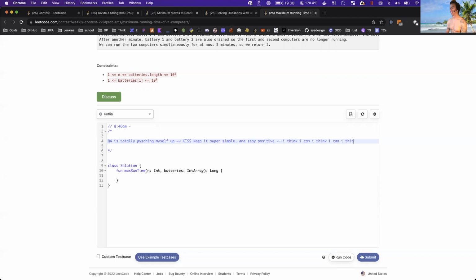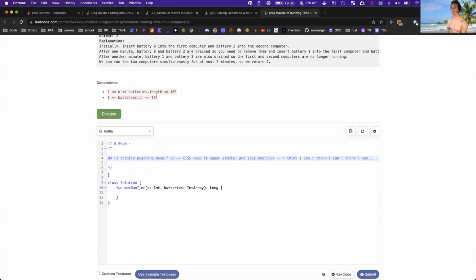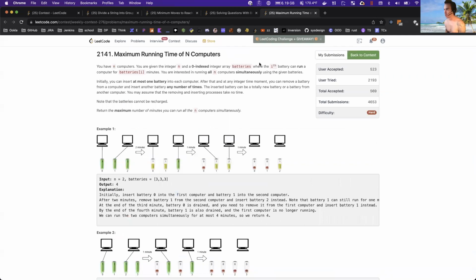I think I can. Okay, let's read the problem here. I have n computers, 0-indexed, and an array of batteries. Run the n computers simultaneously using these batteries, and you can insert at most one battery into each computer. You can remove a battery from a computer and insert another battery any number of times.